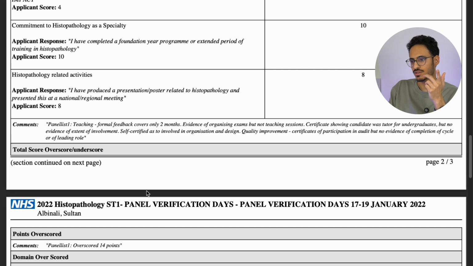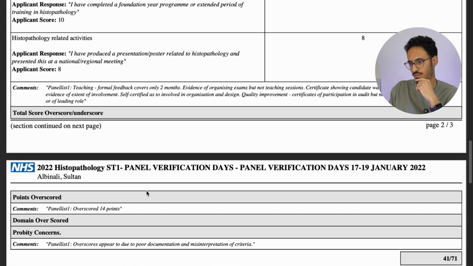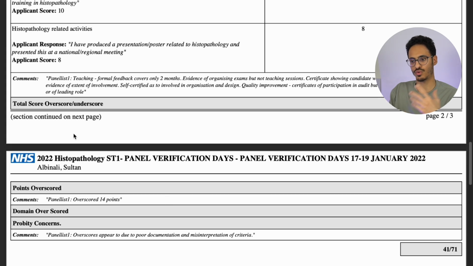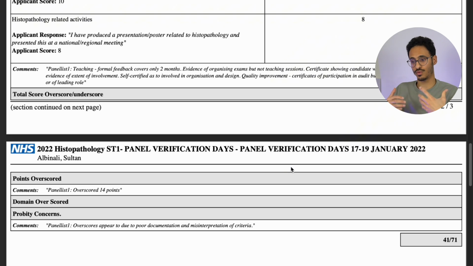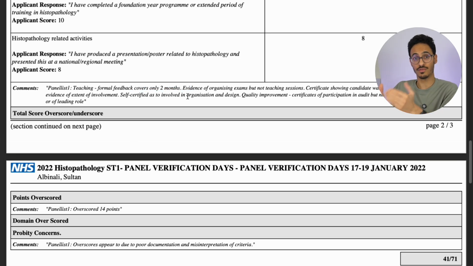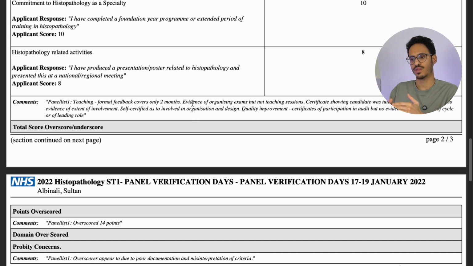You can see some comments here about why they've given me lower scores. They've mentioned that I've overscored due to either poor documentation or misinterpretation of the criteria. If you overscore yourself accidentally, or just because you believed you deserved it, that wouldn't be a huge issue. But if you overscore yourself where there's absolutely no reason to do so and clearly no evidence, that might be a very big concern.